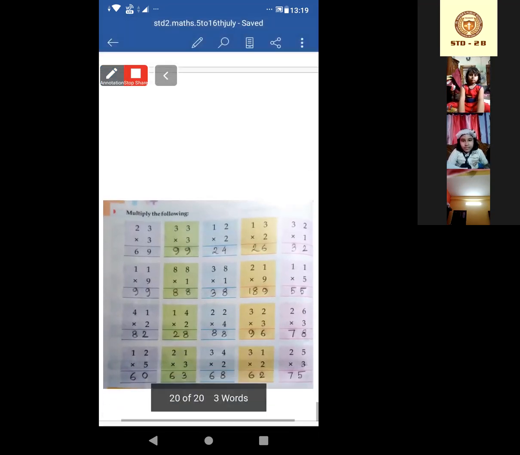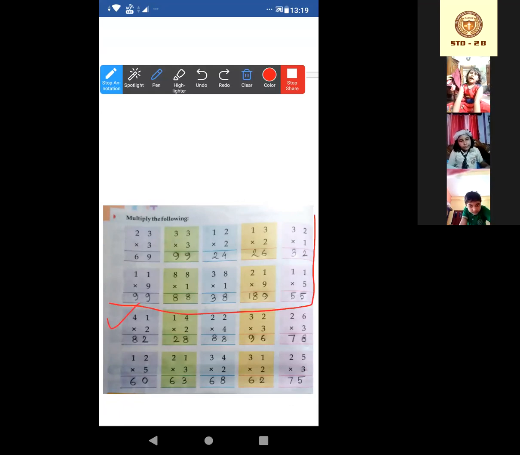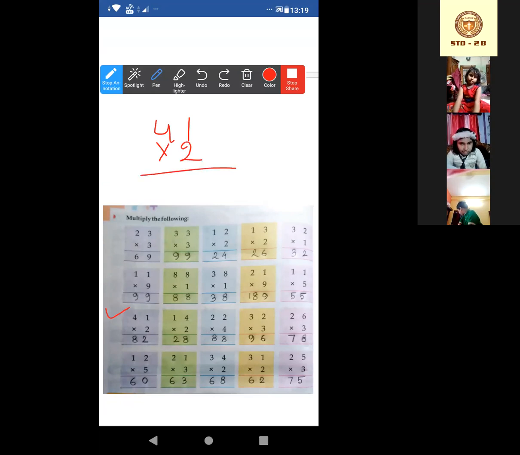Look at this. As I explained up to this, today let me explain from this one. It is written 41 multiplied by 2. In your book, you will solve this today. Look, this is 1's place, this is 10's place. So 2 1s are 2, then 2 4s are 8, 82.